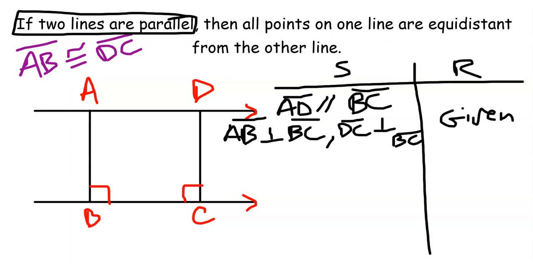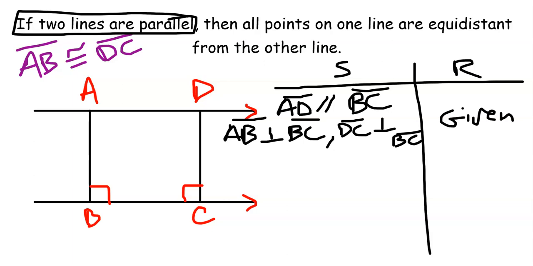So as a part of all of this, you're going to be asked to write down the if-then statement: If two lines are parallel, then all points on one line are equidistant from the other line, as well as the diagram and the proof. So you can pause the video and do that now, or you can wait to the end of the video and write down the whole thing. But let's go ahead and get started.